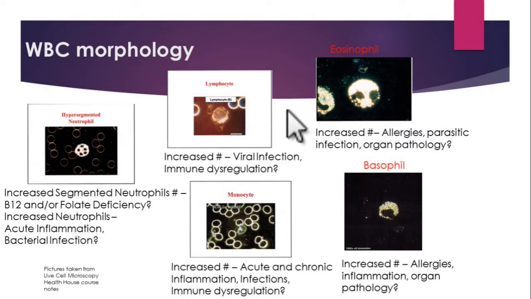And you can also see increased lymphocytes, which suggests maybe a viral infection or immune dysregulation. Increased monocytes, which maybe mean that you have acute and chronic inflammation, infections, immune dysregulation. Or increased numbers of eosinophils, which mean you may have allergies, parasitic infection, or organ pathology. And we may even see increased numbers of basophils, which means you have allergies, inflammation, organ pathology.